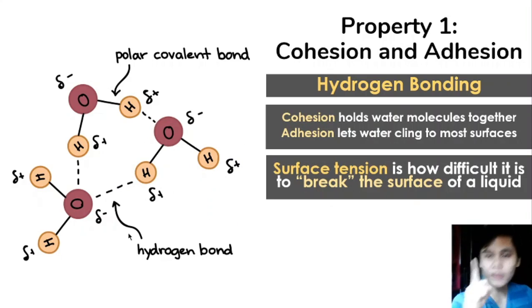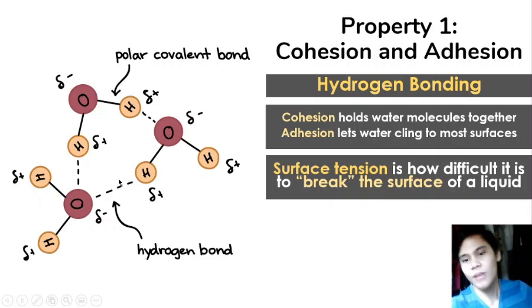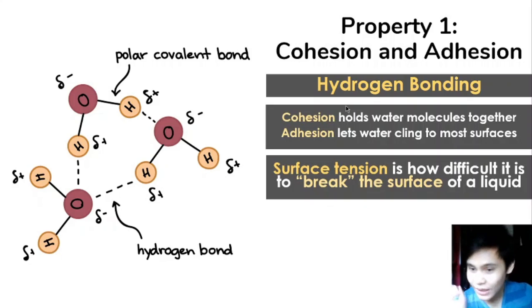So property number 1, cohesion and adhesion. These are different from each other, and they're the result of what we call hydrogen bonding. In your chemistry class, hydrogen bonding is an intermolecular force of attraction where the partial charges between hydrogen and other highly electronegative molecules make them have a strong bond between molecules. So this results in cohesion, which holds water molecules together, and adhesion, which lets water cling to most surfaces.